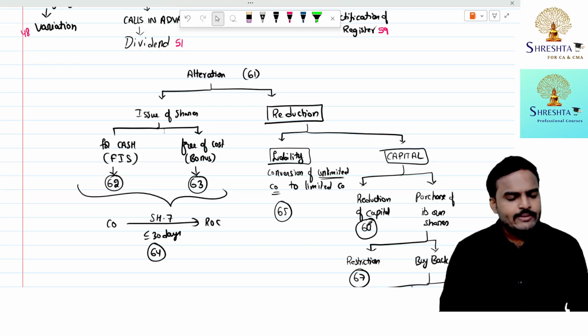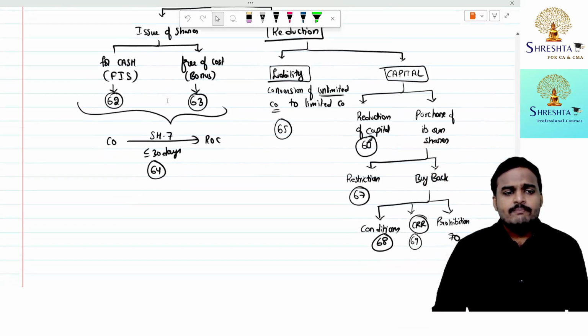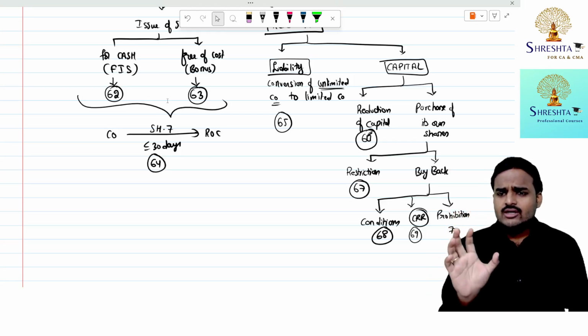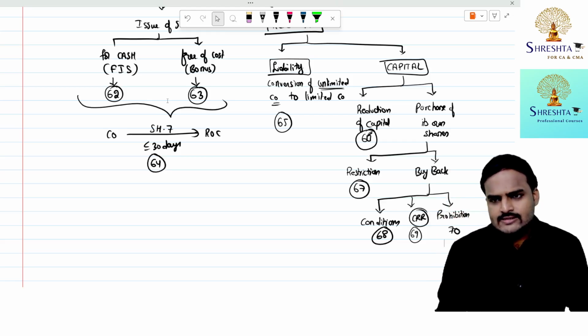Next, unlimited company to provide for reserve capital on conversion into a limited company, 65. Reduction of capital, 66. Restrictions on purchase of its own shares. In some cases, a company is prohibited from financing anyone in order to purchase its shares or its holding company's shares. Are you all getting my point, students?